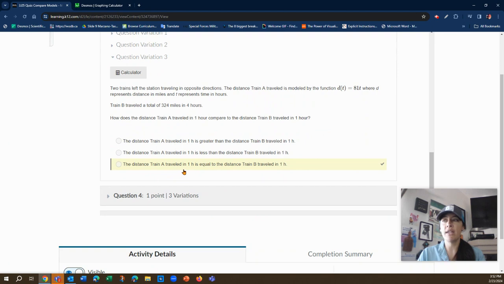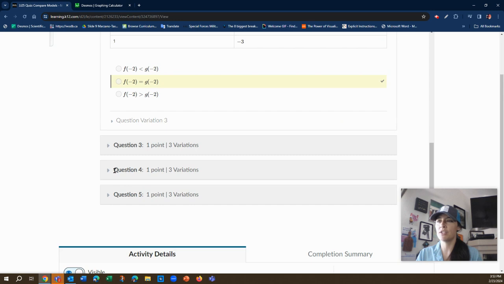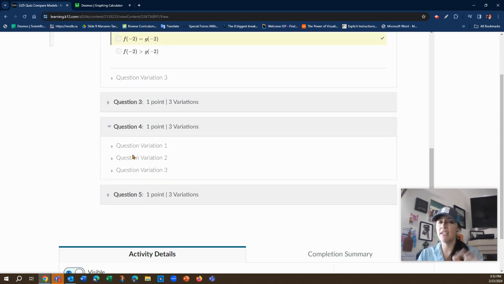Train A traveled 1 hour. The distance train A traveled in 1 hour is equal to the distance train B traveled in 1 hour. All right. Boom, boom. Question 4. Whatever variation you have, same steps are going to apply. Identify the rate from the equation. Find the rate given the distance and time. Compare after 1 hour. Both of them will give you a unit rate, or the mile per 1 hour rate.